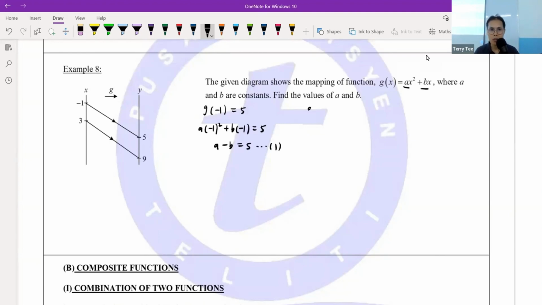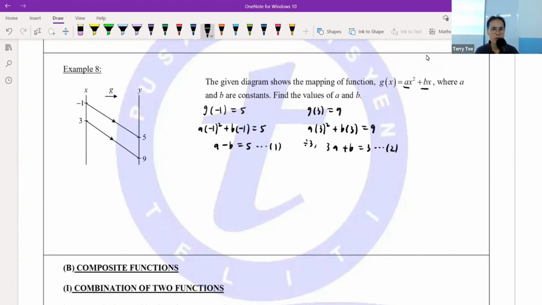Okay, my second one, if I put 3 inside, I get 9. So a times 3 squared plus b times 3. The result is 9. So can we divide by 3? If you divide by 3, you get 3a plus b equals to 3. Equation number 2. So how do you solve it? Did I make a mistake here? Okay, divide by 3. Sorry, it's not 9a. 9 divided by 3 is 3.